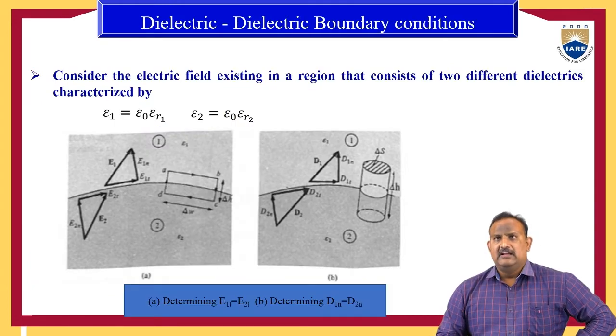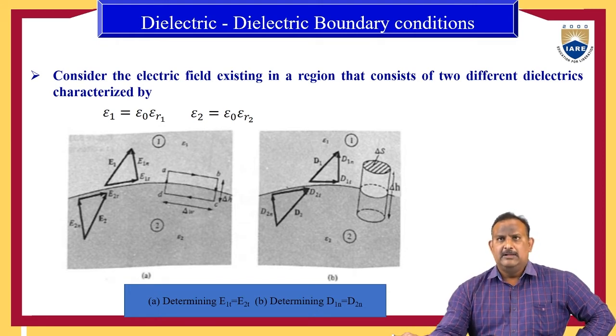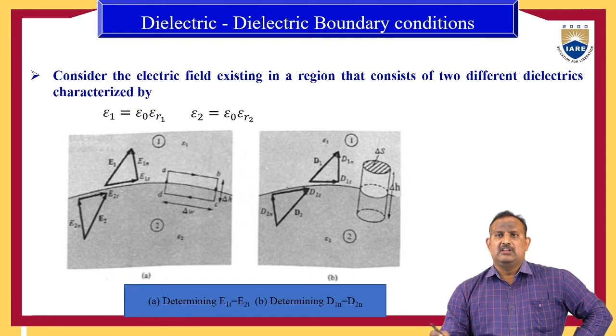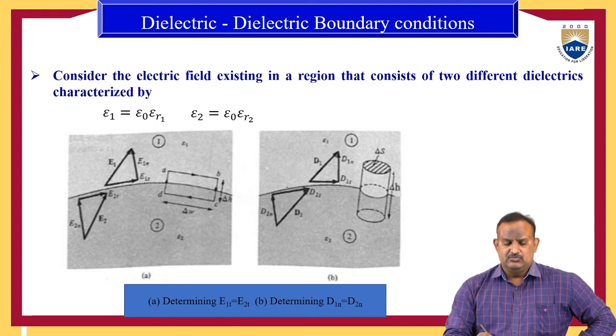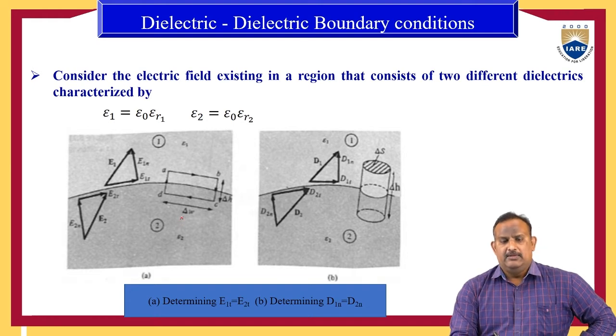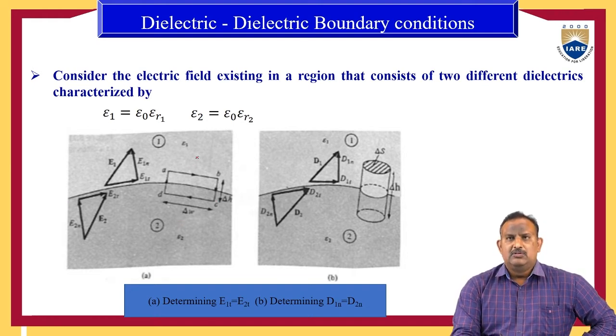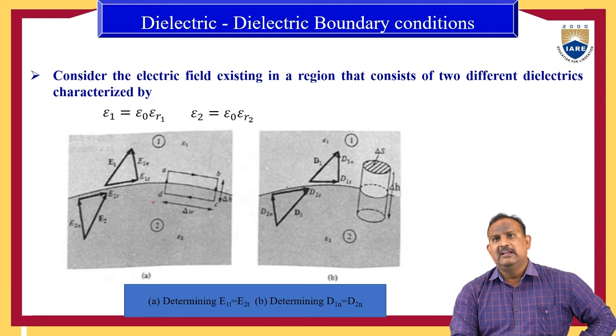First we will see the dielectric boundary condition. To find the dielectric boundary conditions, we have two figures. Consider the electric field existing in a region that consists of two different dielectric media, dielectric media 1 and dielectric media 2. Let us assume a boundary between media 1 and media 2. We need to find the boundary conditions between these two dielectric media.